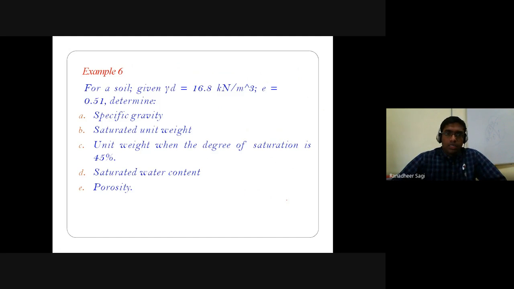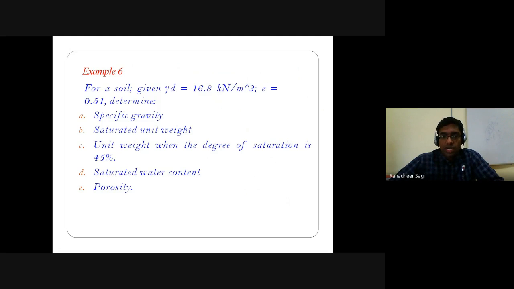Another example where it is said that for a given soil, the dry density is 16.8 kilonewton per meter cube. The void ratio is 0.51. You are asked to determine the specific gravity of the soil solids, the saturated unit weight of the soil, the unit weight of the soil when the degree of saturation is 45%, and the saturated water content.